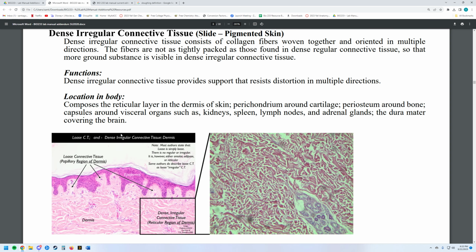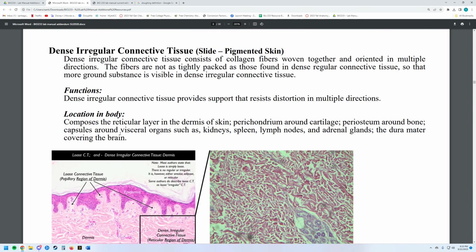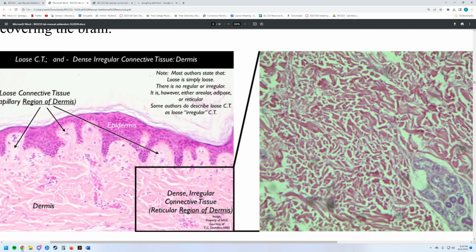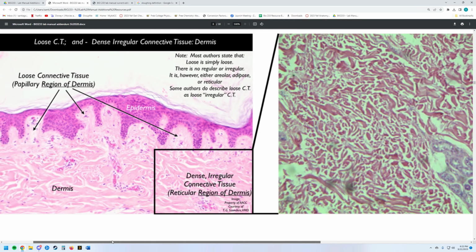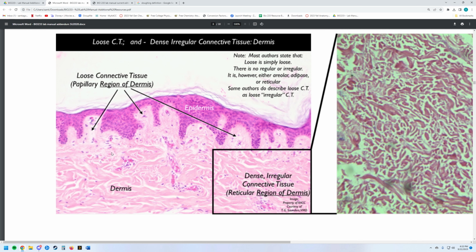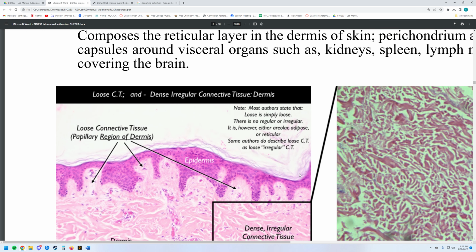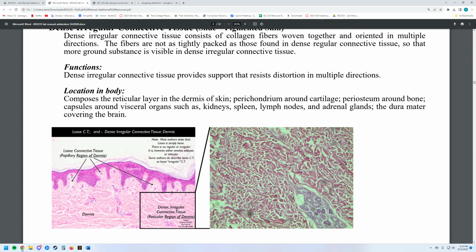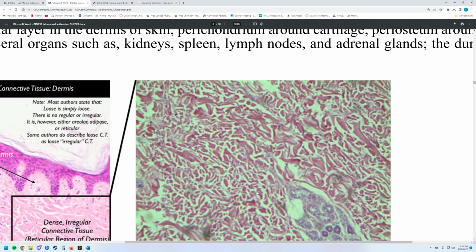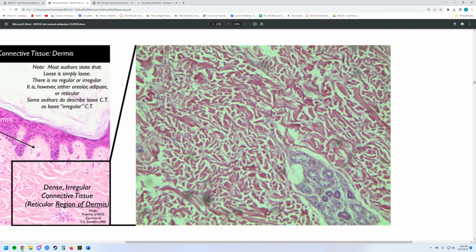I thought we were looking at dense irregular connective tissue. This isn't dense at all, right? Unless it took this section and zoomed in, so I guess it is dense, but it's all over the place. It's not in neat little lines. It's just interwoven like crazy.